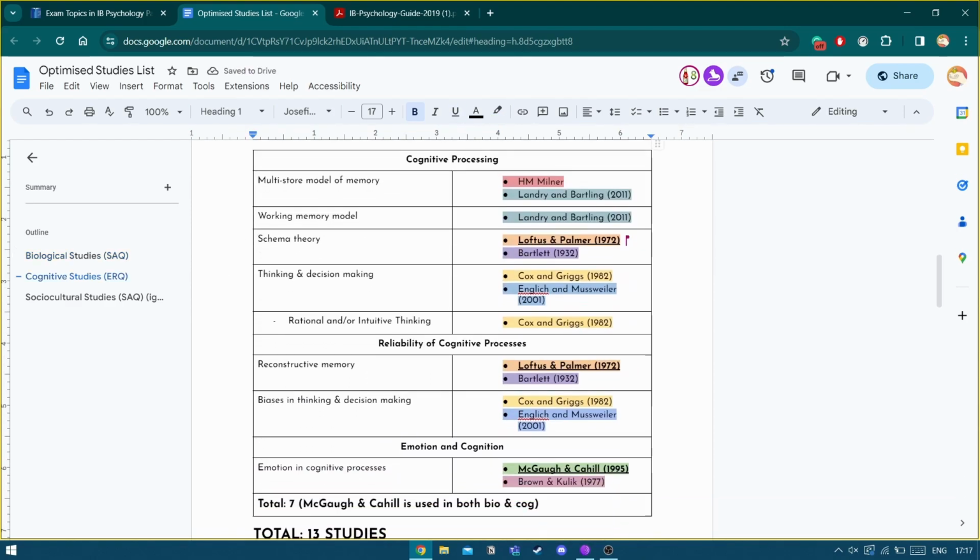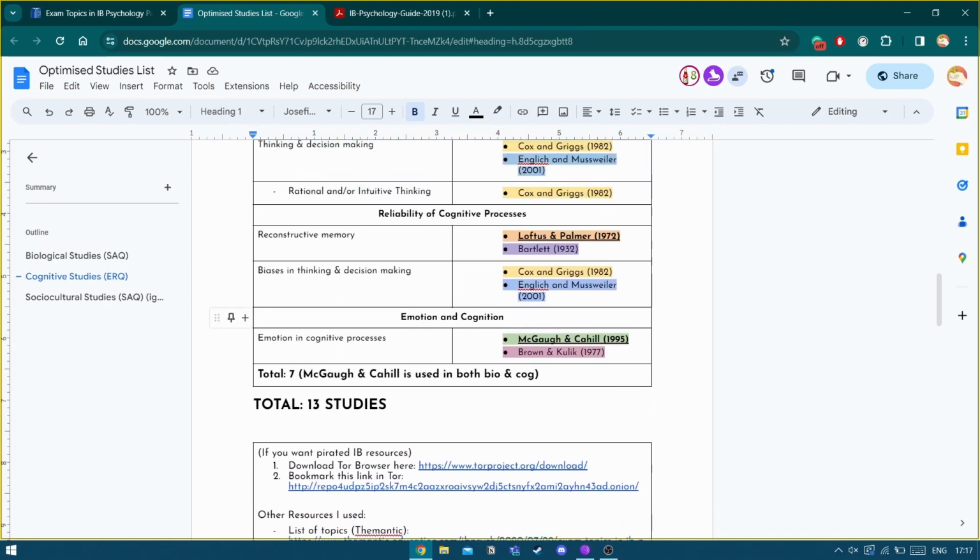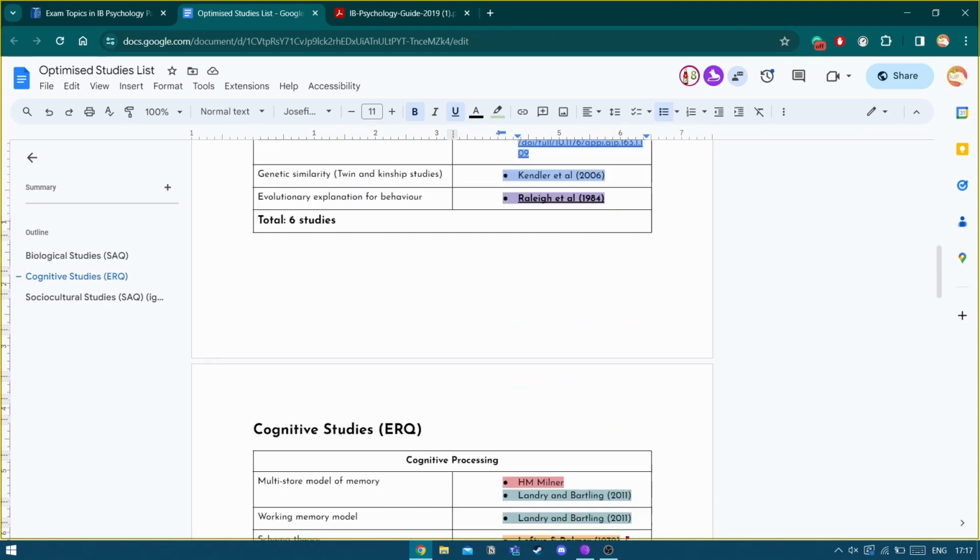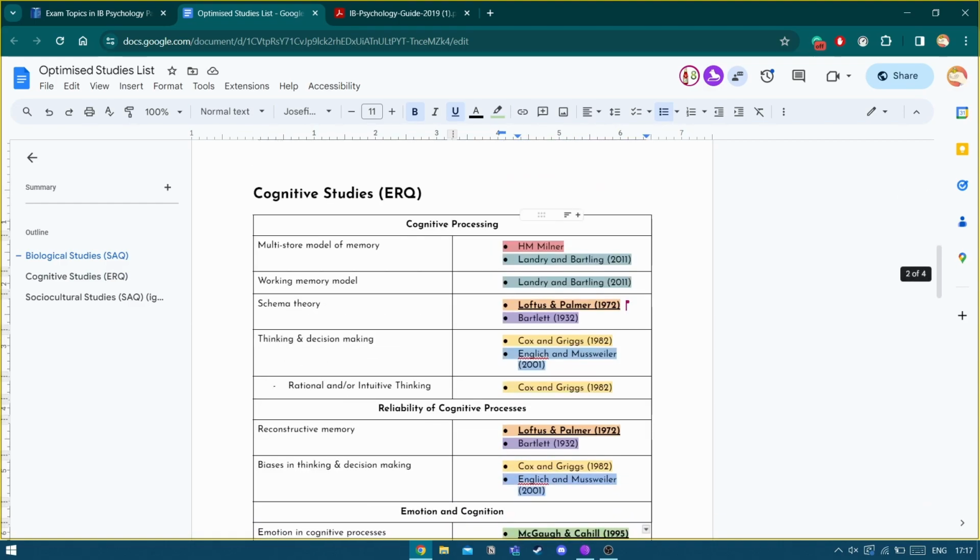There we go. So this is the ERQ approach. And so you'll notice that, again, Magon Cahill is used up here. Very nice. And so we have multi-store model of memory, working memory, and you'll notice that working memory only has one study. That's because when an ERQ is asked on memory models, it will ask you to either talk about two memory models or discuss one memory model in detail. And so here I'm choosing to discuss the multi-store model in detail. They won't ask you specifically, hey, talk about multi-store model in an ERQ question. No, that's only restricted to SAQ. So specific models will only be asked in SAQs. So that's what I've done here.